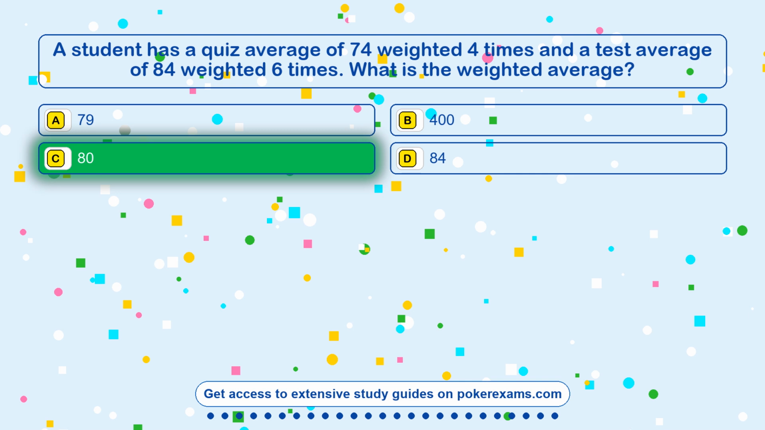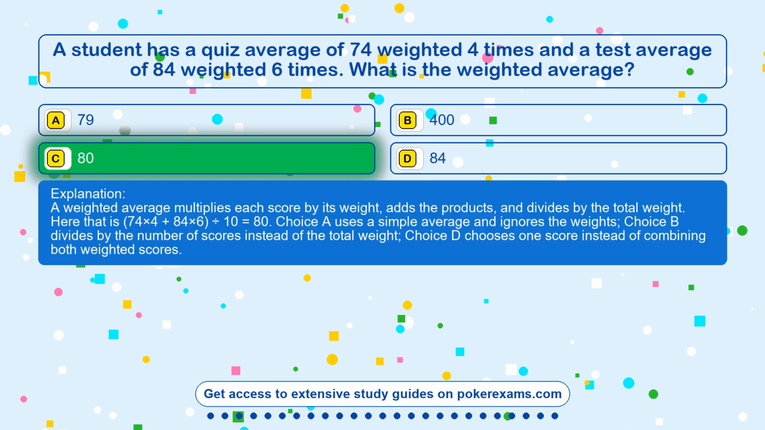The correct answer is option C. 80. A weighted average multiplies each score by its weight, adds the products, and divides by the total weight. Here that is, 74 times 4 plus 84 times 6, divided by 10 equals 80. Choice A uses a simple average and ignores the weights, choice B divides by the number of scores instead of the total weight, choice D chooses one score instead of combining both weighted scores.